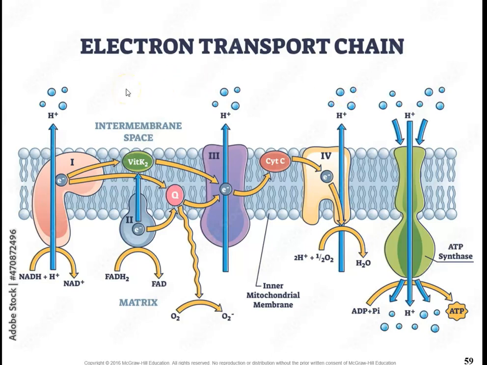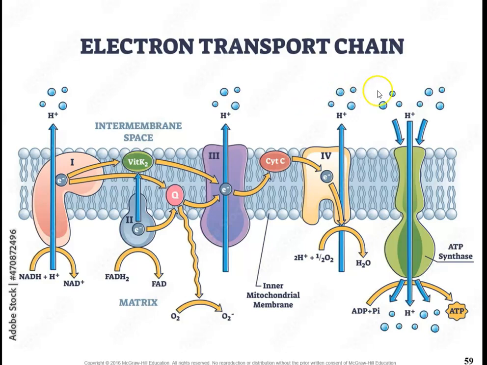Now, why are the hydrogen ions being pumped through like this? Well, let's take a look. This is the inner mitochondrial membrane. This side here is the innermost compartment of the mitochondria, or the mitochondrial matrix. And this is the intermembrane space. And what happens is you're creating a hydrogen ion gradient. You're putting more hydrogen ions in the intermembrane space than are on the matrix side.